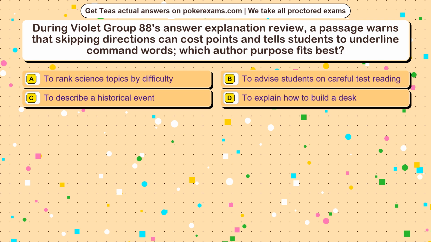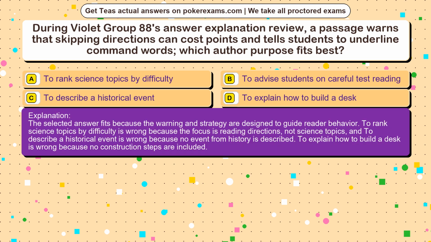The correct answer is option. The selected answer fits because the warning and strategy are designed to guide reader behavior. To rank science topics by difficulty is wrong because the focus is reading directions, not science topics, and to describe a historical event is wrong because no event from history is described. To explain how to build a desk is wrong because no construction steps are included.